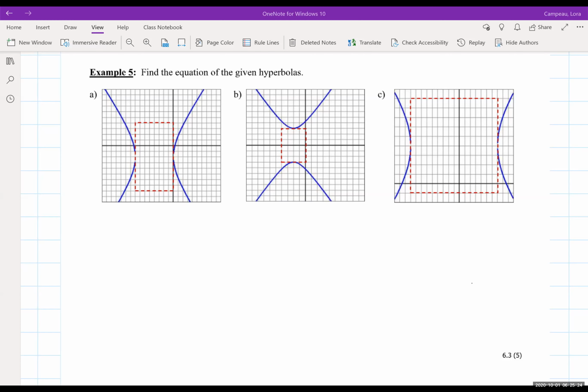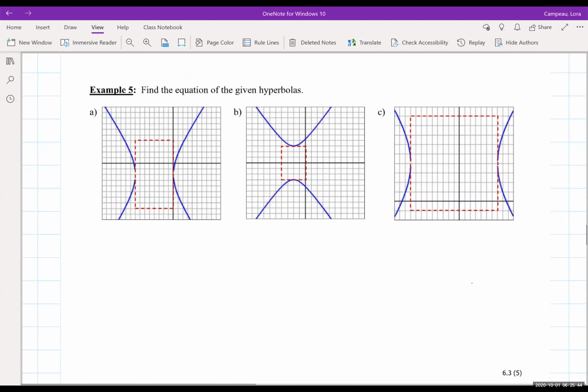So you'll notice in these examples, anytime they're asking you to find the equation of a hyperbola and not giving you any other information, only looking at the graph, they're going to have center boxes drawn in for you. So it's good practice. I'm going to look at part B and C with you, and then I'll let you try A on your own.